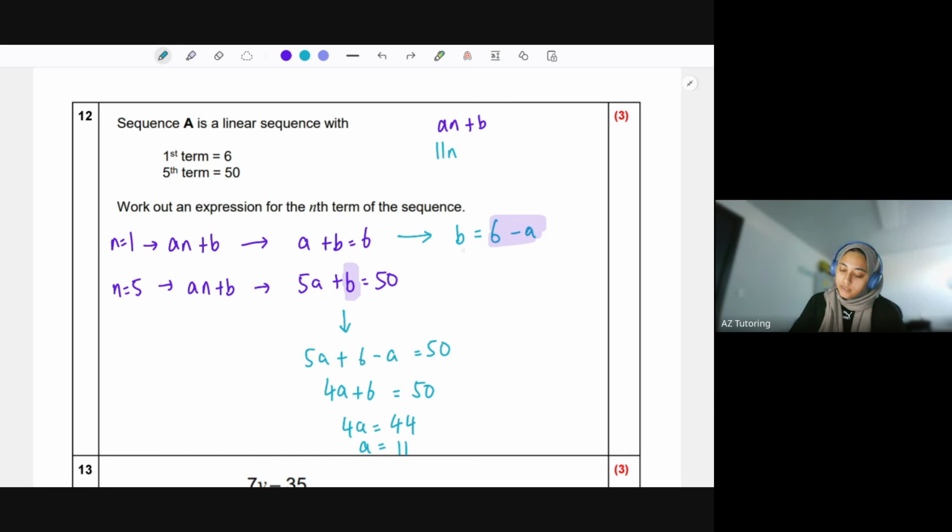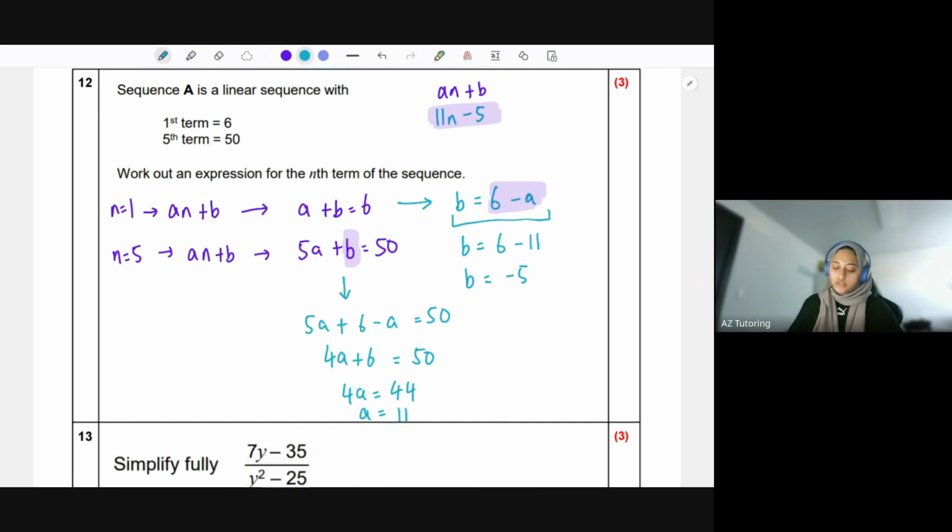So to find b, I'm going to use this equation up here and substitute the 11 back in. So b equals 6 minus 11. So b just equals minus 5. And that's our expression for the nth term. So that was a bit of a tricky question, mixing simultaneous equations and linear sequences together. But I hope that did make sense.